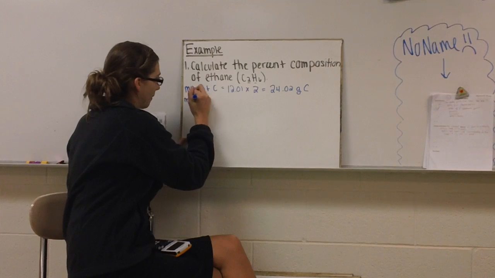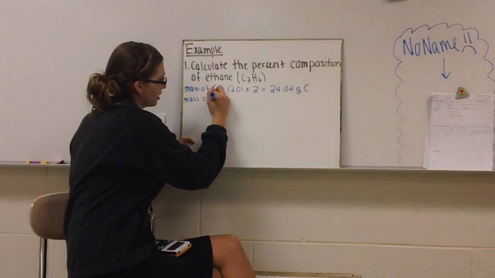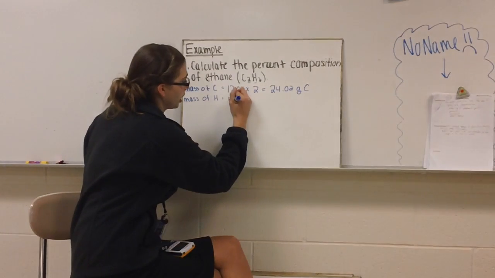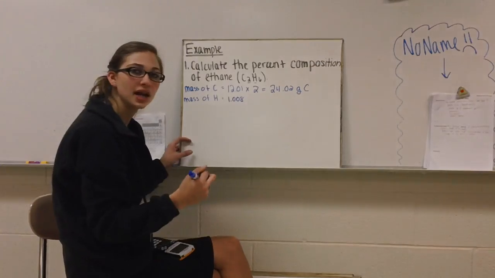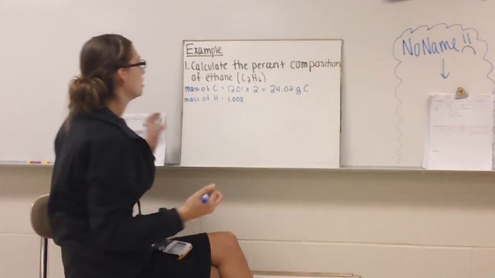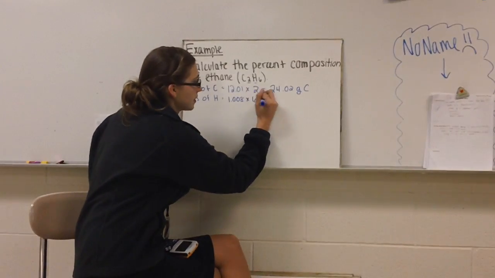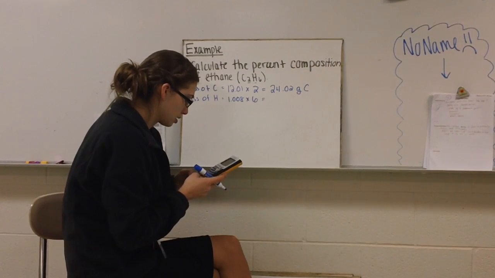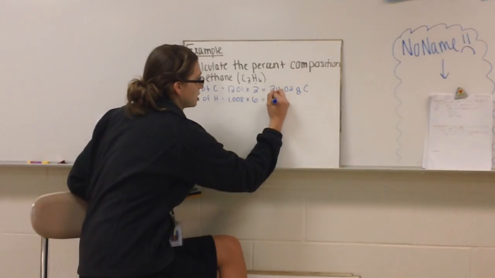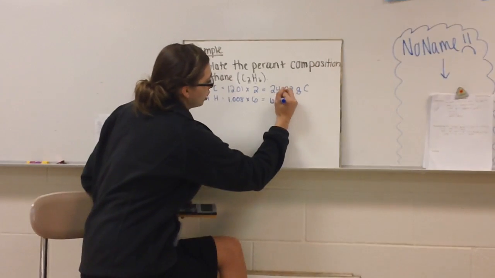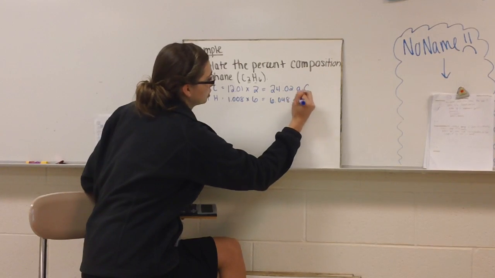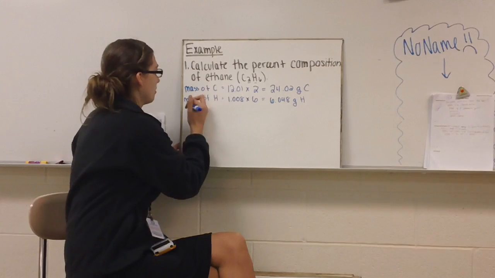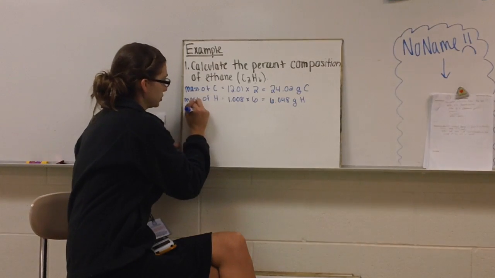Next, I have hydrogen. So I would do mass of hydrogen. The mass of 1 hydrogen is 1.008 grams, and I know that by looking at my periodic table as well, and I multiply that by 6. 1.008 times 6 is going to give me 6.048 grams of hydrogen. Now I need to figure out the mass of my total compound.